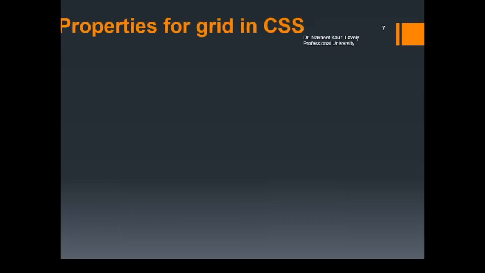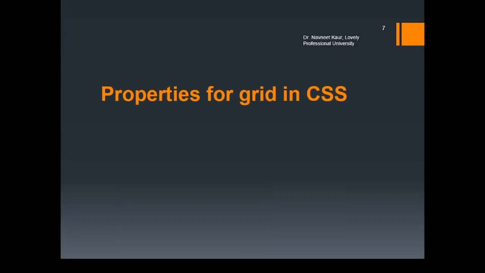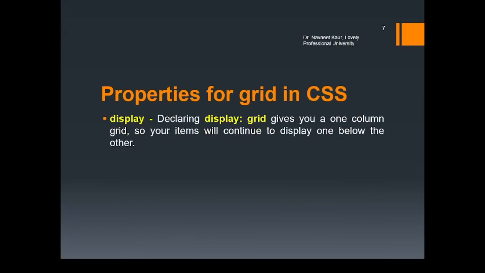Now we will perform a practical based on CSS grids. For this, we need to use certain properties for grid and CSS. The first one is display. So declaring display as grid will give you a one column grid, so your items will continue to display one below the other. This will create a one column format, and as many items you place within the container, that many rows it will create.